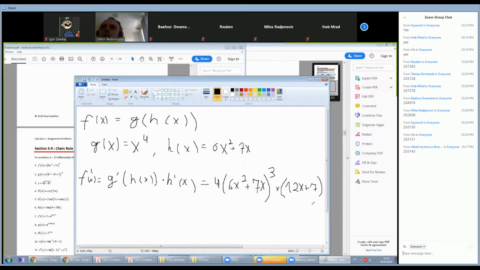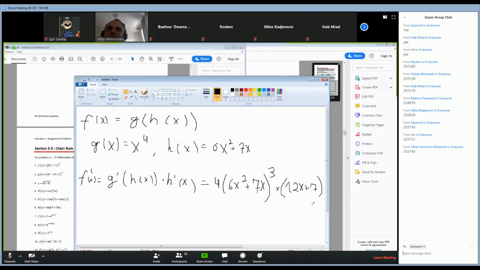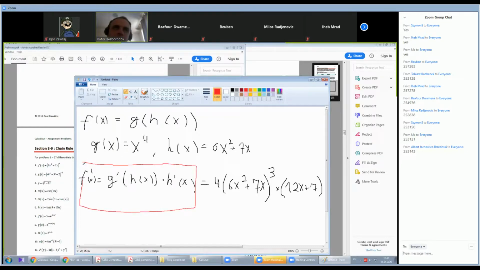Right, so this is the composite function. To compute the derivative of the composite function, you need to know the chain rule, which is basically what is written here. So this is basically the chain rule.